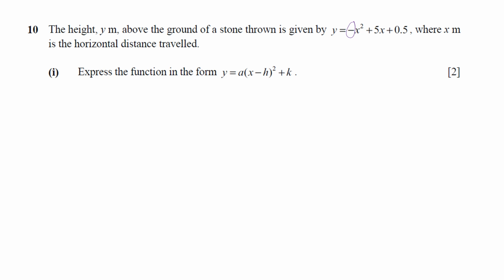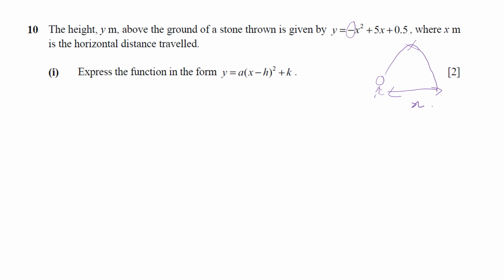Alright, x is the horizontal distance traveled. So basically, you just imagine you are here, and then just throw a stone all the way up, and then drop down. So this distance is your x. And then that will be your highest point. The stone will reach your highest point and then drop down again.